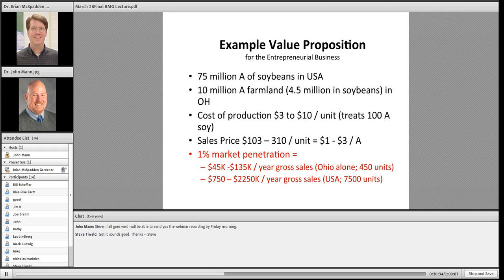If you got a 1% market penetration, you could bring in revenues of between $45,000 and $135,000 per year in gross sales. That's using Ohio soybeans as the target market and selling a total of only 450 units. If you expanded that to either other crops or to other regions, if you look at the number of soybeans in the US and said we're going to sell to only 1% of the growers, that would mean you would have to sell 7,500 units, and you could bring in on the order of $1 million in gross sales.